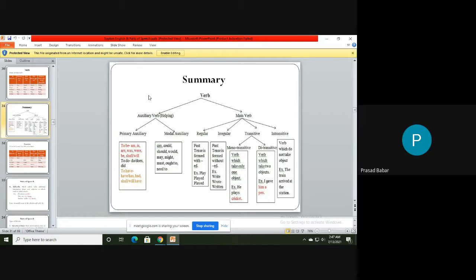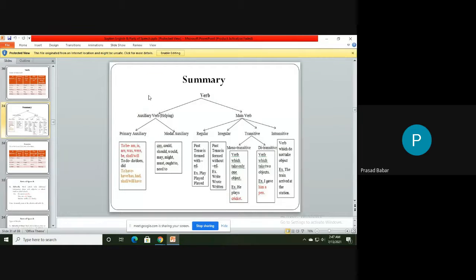Its example will be, I gave him a pen. Okay, so here him and a pen, these two are the two objects. One of them is the indirect object and the second one is the direct object, and that is why it is called a ditransitive verb.